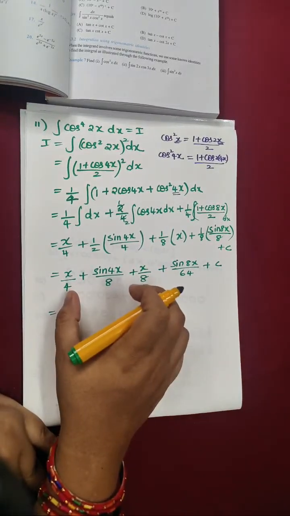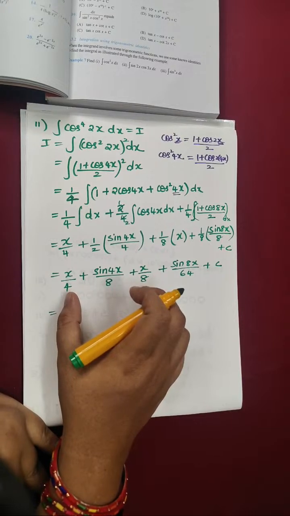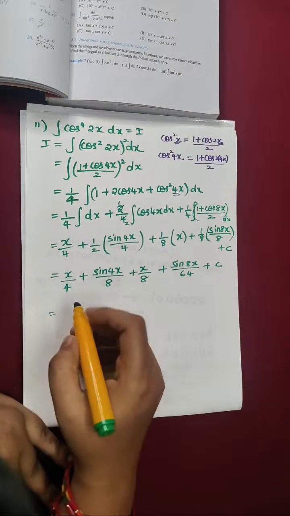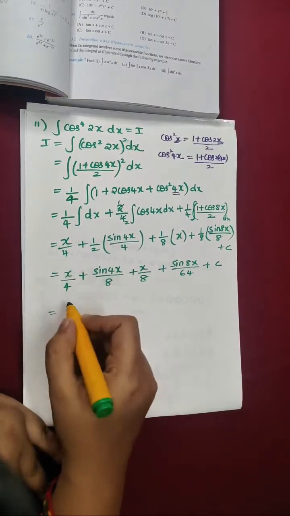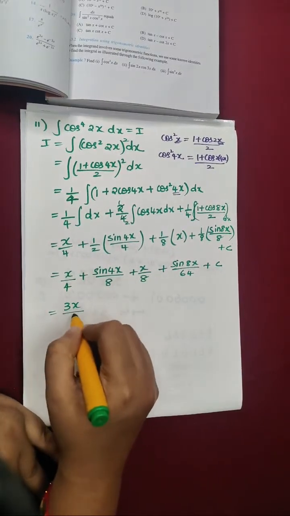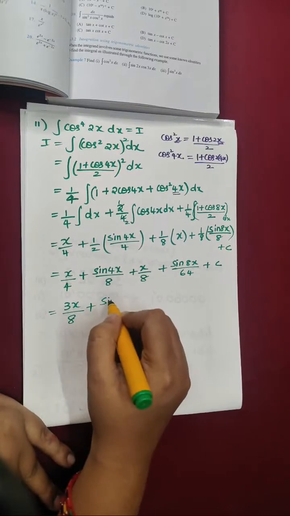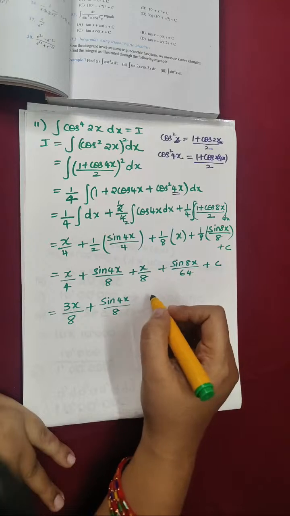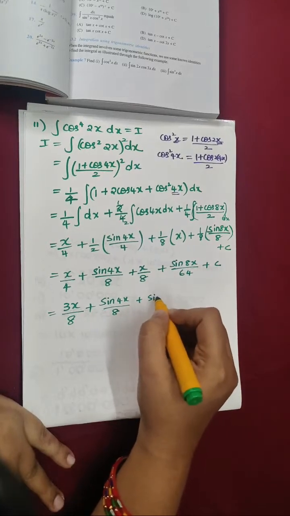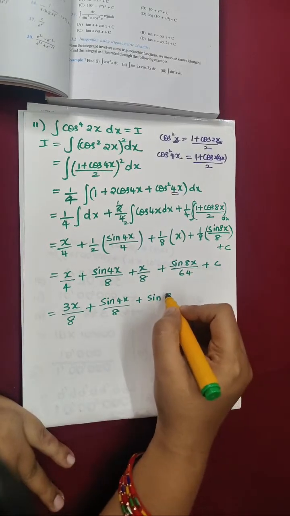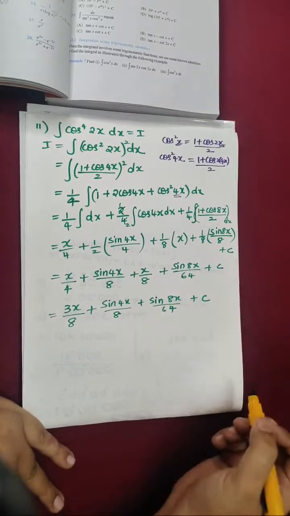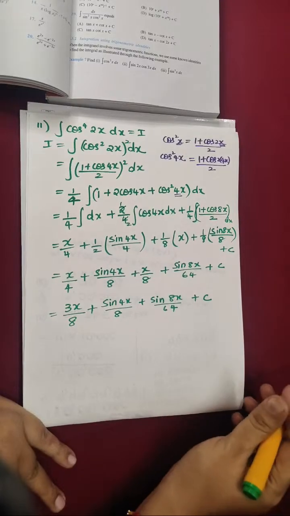Now I'm just simplifying these two as I have x terms. So 1 by 4 and 1 by 8. Obviously 8 will be the LCM. Here you will be multiplying 2 plus 1, 3. So 3x by 8 plus sin 4x by 8 plus sin 8x by 64 plus c. This is the simplified answer.